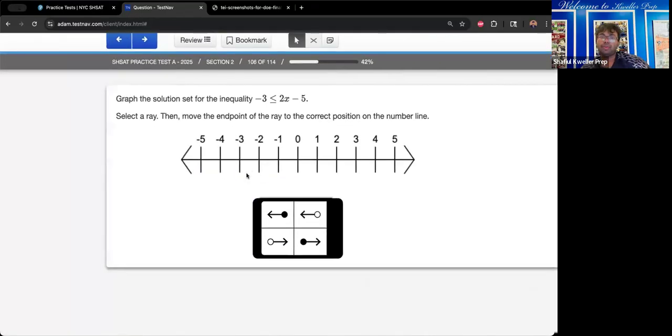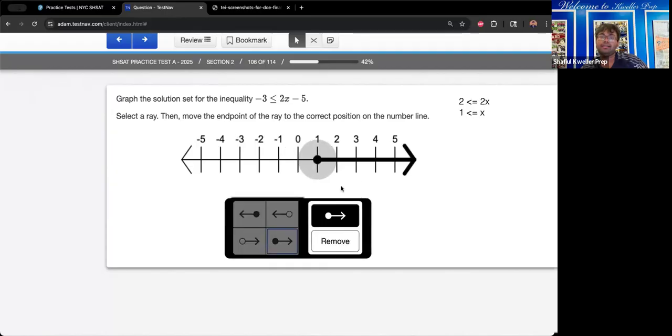Okay, so this one you're actually plotting. -3 is less than or equal to 2x minus 5. So that means that you add 5 on both sides to get rid of this -5. -3 plus 5 is equal to 2. 2 is less than or equal to 2x. And that means that 1 is less than or equal to x. So that means x is greater than or equal to 1. So you click it, you drag it, and then yeah, that should be the answer.